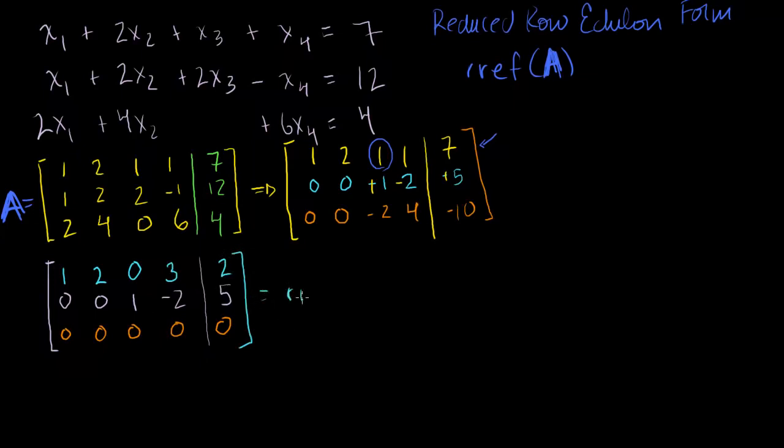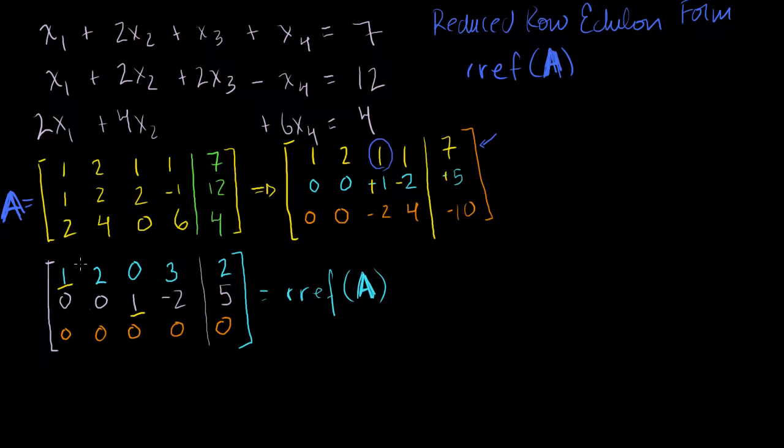This is the reduced row echelon form of our matrix, I'll write it in bold, of our matrix A right there. And you know it's in reduced row echelon form because all of your leading ones in each row... So what are my leading ones in each row? I have this one and I have that one. They're the only non-zero entry in their columns. And these are called the pivot entries.